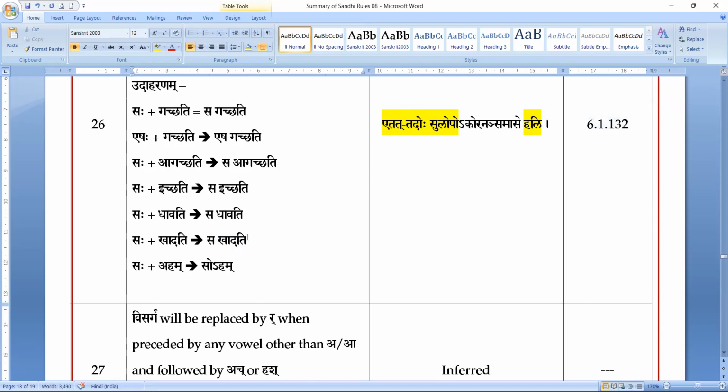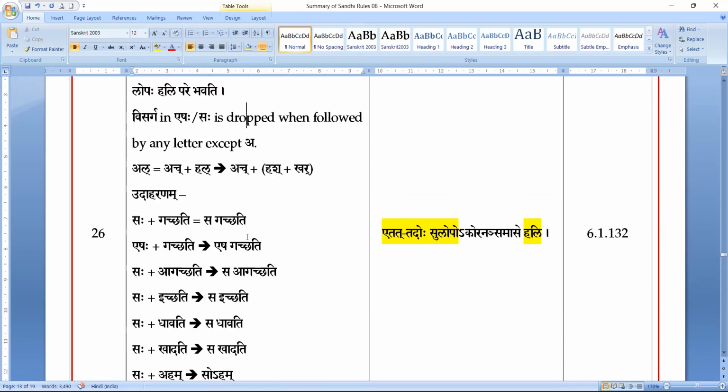Okay. Understand? Yes. Now, therefore, I have written here again, very clearly, except that I have combined the Yakara Adesha and Lopa also here. That is, when followed by Hash, what will happen? Ekara will come, or Ukara will come, and drop. That is given. I have given the example. Please see the example here.